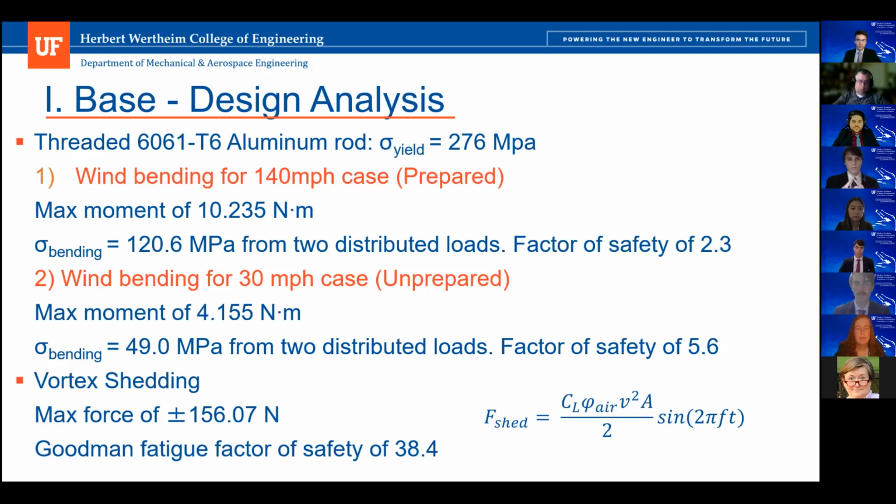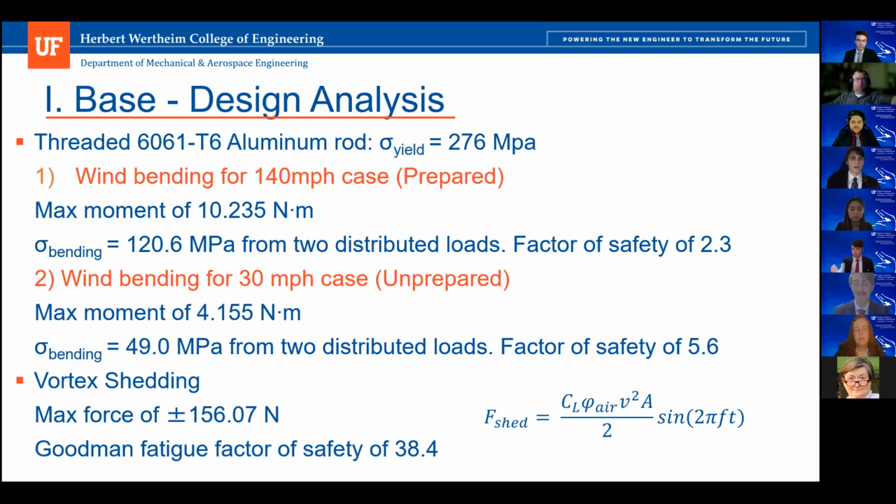So we're specifically treating the aluminum threaded rod as an 8-inch cantilever beam for simplicity, with distributed loads from the top of the frame and the rotation mechanism at the bottom of the frame. The yield strength of the 6061 aluminum is 276 megapascals. The maximum moment applied to the threaded rod during the prepared case is 10.235 Newton meters, while the maximum moment in the unprepared case is 4.155 Newton meters.